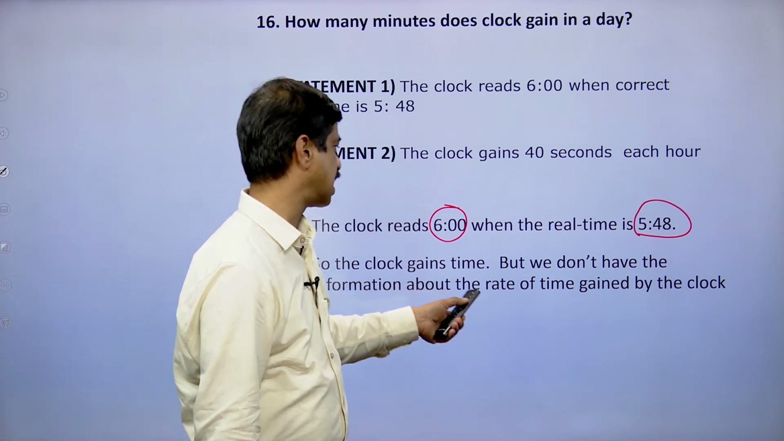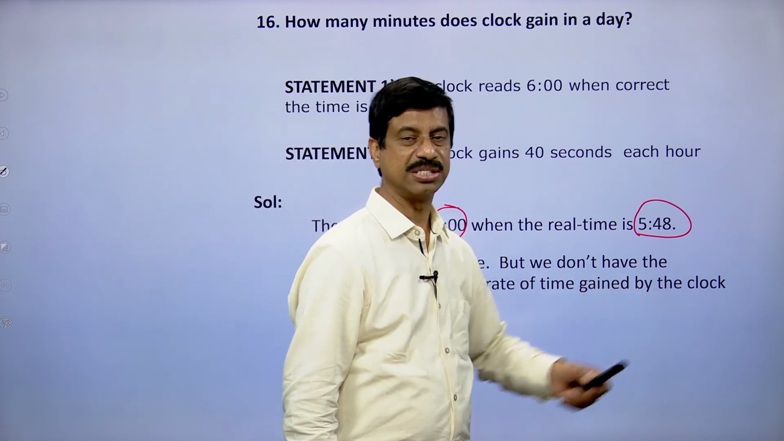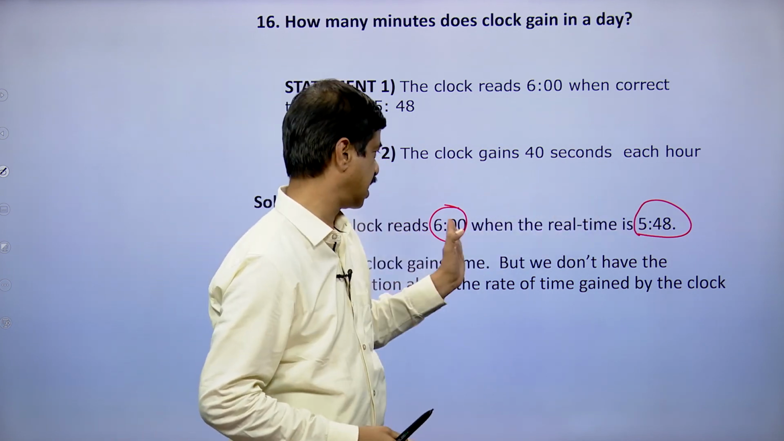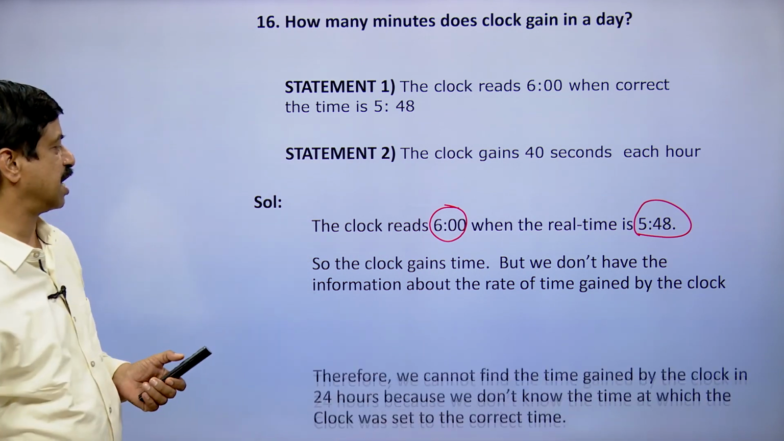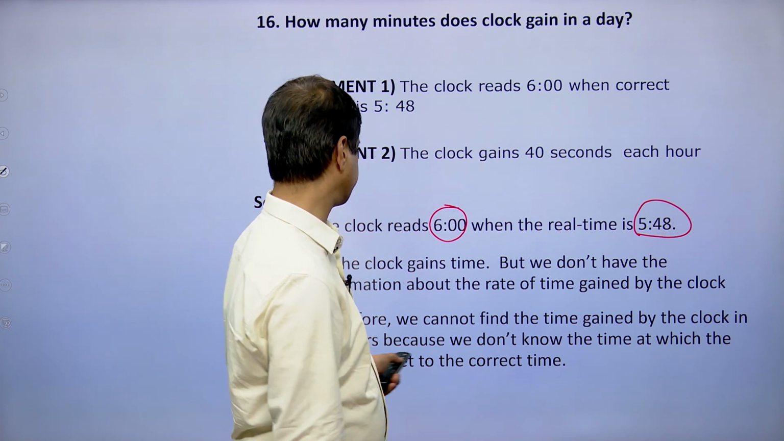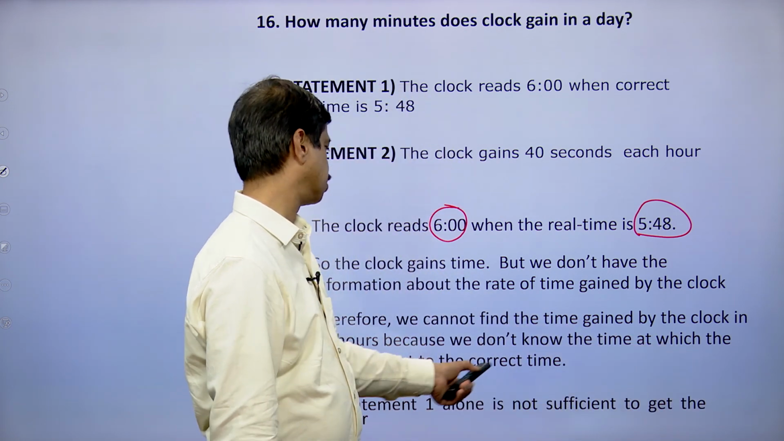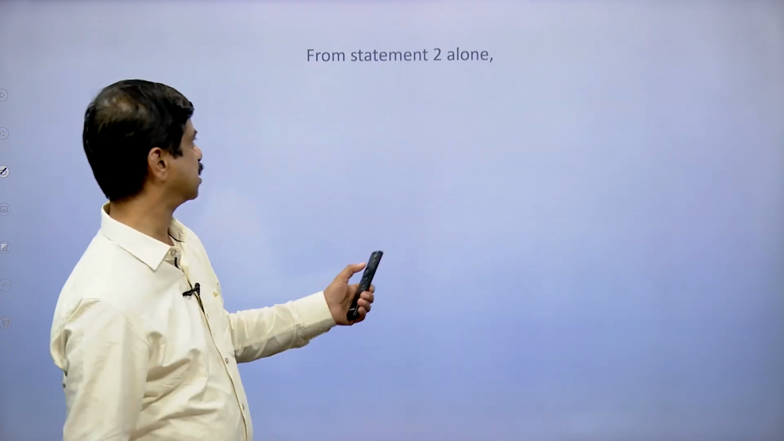So the clock gains time, but we don't have information about the rate of time gain. What time it has started and what time we are checking this gain is not known. Therefore, it's not possible for us to state anything about it. We cannot find the time gained by the clock in 24 hours because we don't know the time at which the clock was set to the correct time. So statement 1 alone is not sufficient to get the answer.